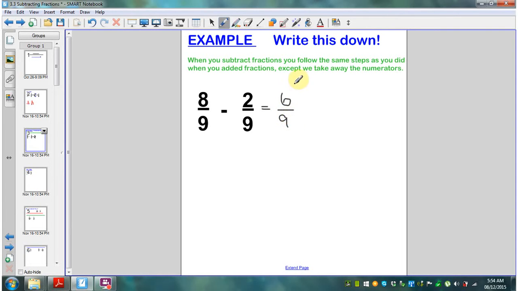We always check and see if we can simplify. So 6, this can be divided by 3. And 9 can also be divided by 3. So 6 divided by 3 is 2. And 9 divided by 3 is 3. So this is our simplified fraction and our final answer. Make sure you write that down. When we're ready, we'll move on.